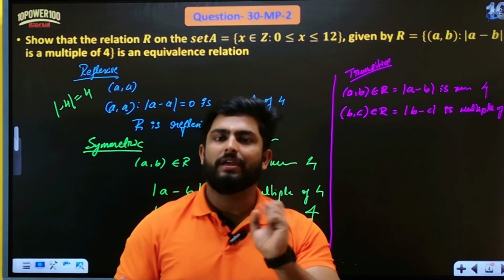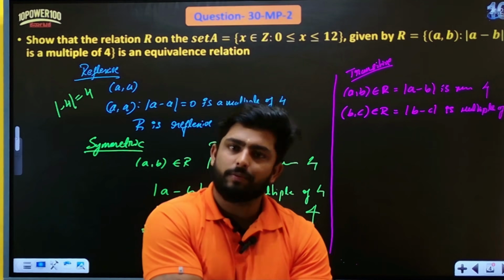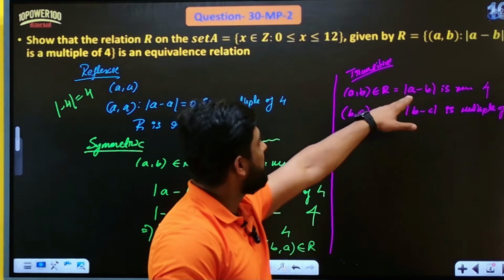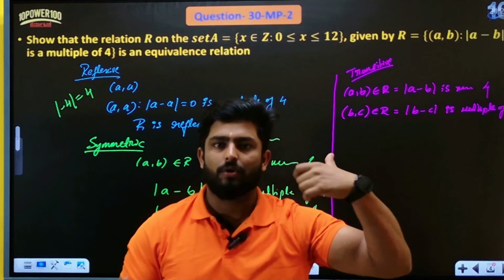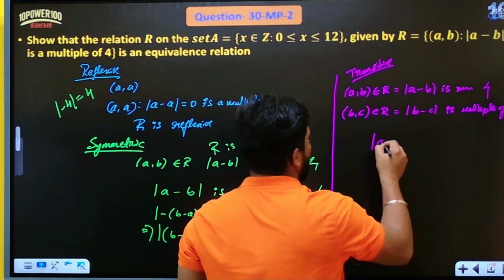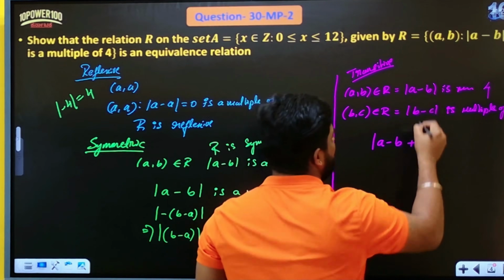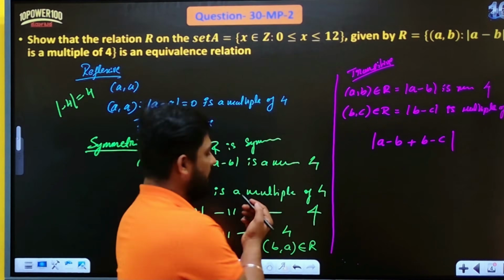Second multiple of 4 is 8. So what is 4 plus 8? 4 plus 8 is 12. So 12 will also be a multiple of 4, right? So here we are saying A minus B is a multiple of 4, B minus C is also a multiple of 4. So we'll add both of them. Okay, so we'll add mod A minus B plus B minus C together. Both are multiples of 4. Let's see what we get.